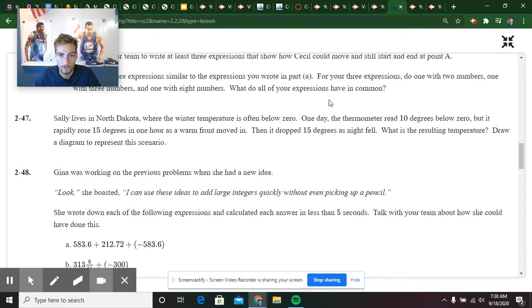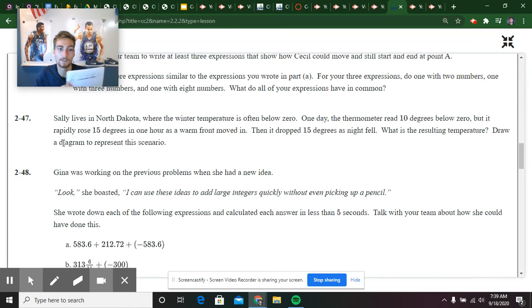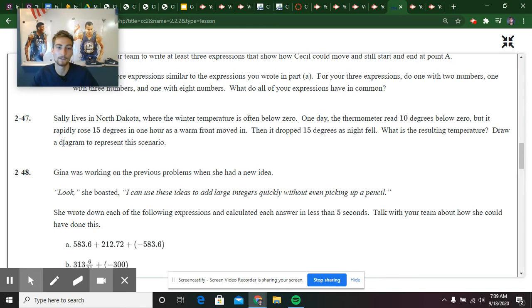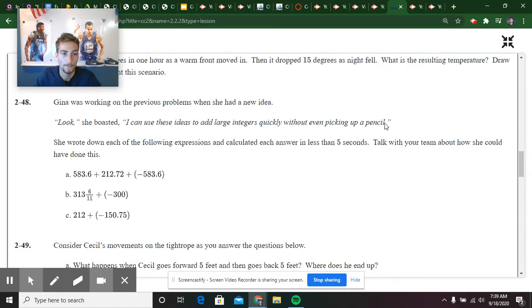And then here it has a question about the temperature rising. Okay, so you go in the positive direction and then the temperature drops. So you'd bring it back in the negative direction. And so I would again draw a diagram just like it says here, but I have bigger numbers than this. And then I move in the positive and negative direction to see where I end up.